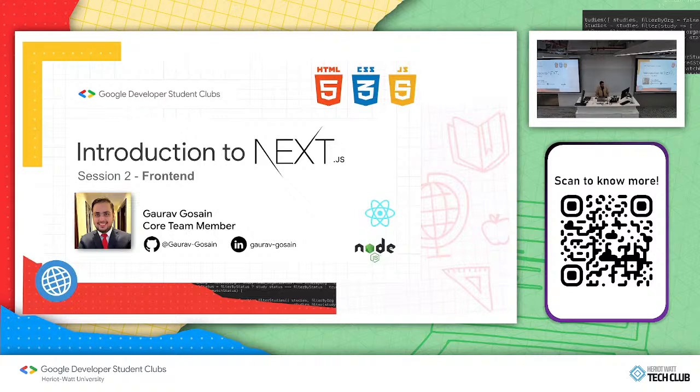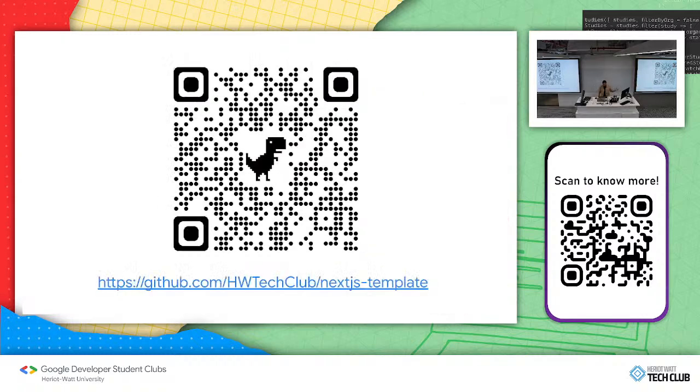Before we start, here's a QR code to a template repository I have created. You all can visit the template repository. The repository contains starter code for a Next.js project that is set up with Material UI and Tailwind CSS that we can use later in our session.